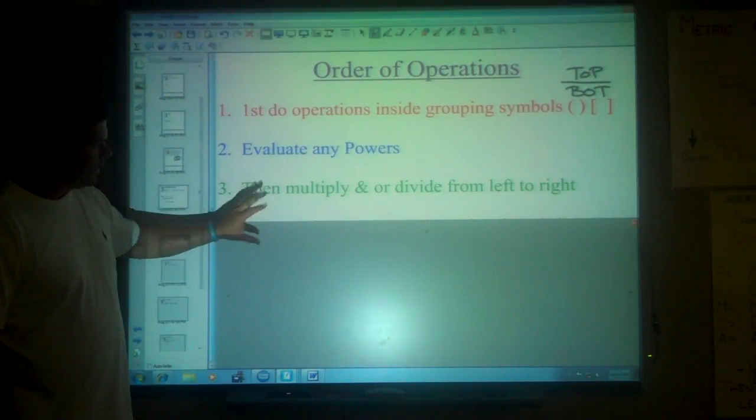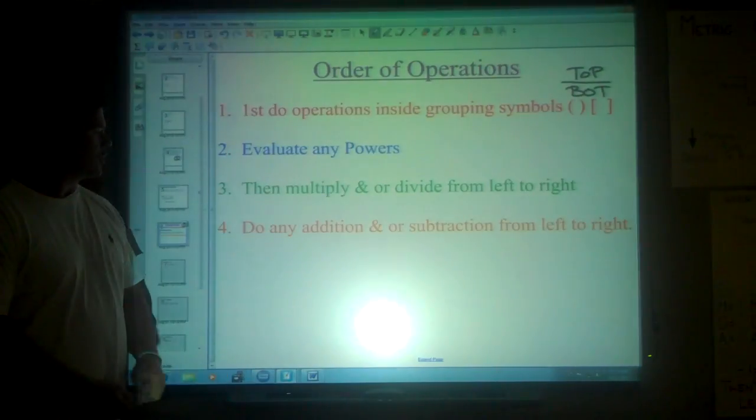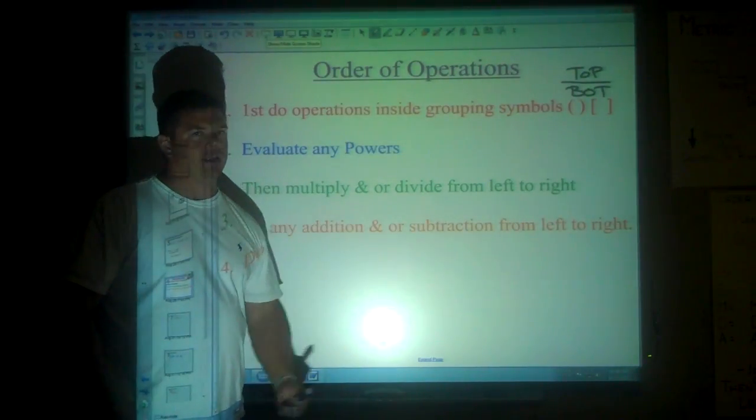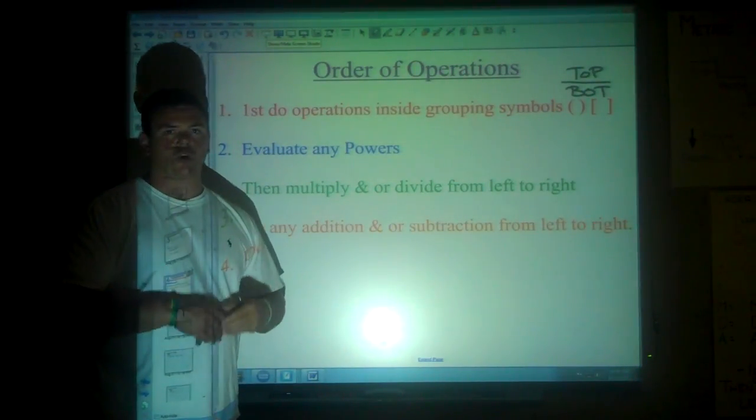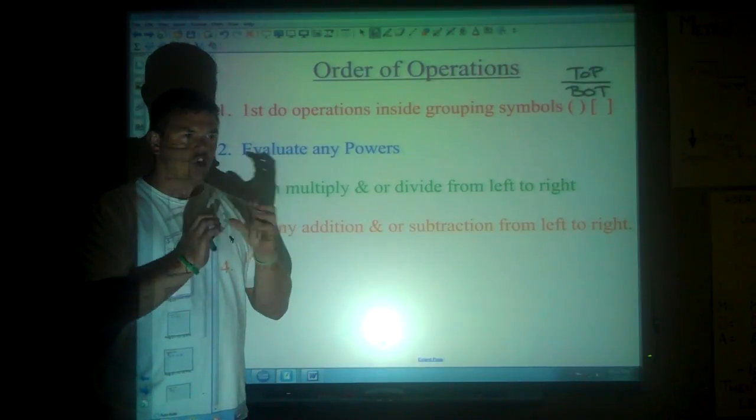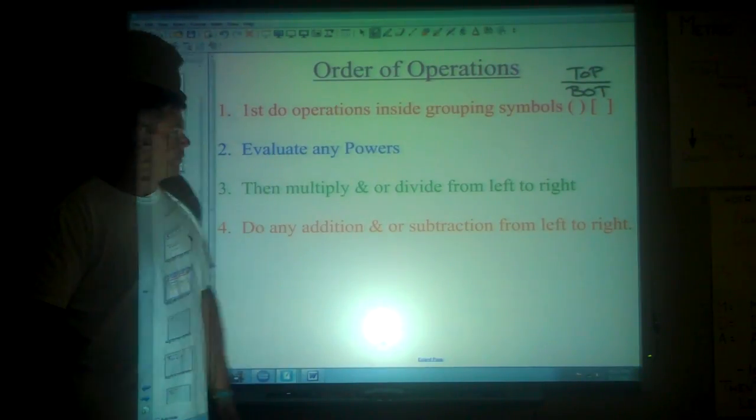The next mistake is very similar to that one. It has to do with addition and subtraction. Again, work from left to right. Don't look for all the addition first. Just do the addition or subtraction as you come to it from left to right.